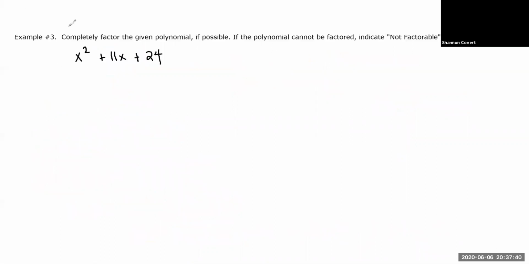All right, here's our third example. x squared plus 11x plus 24. The leading coefficient is 1, so I don't have a GCF to worry about. I have that trinomial again, so I'm going to use that AC method. 1 times 24 is 24. So I'm looking for two factors of 24 that add to give me 11.